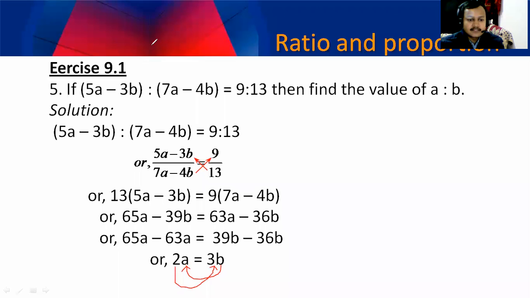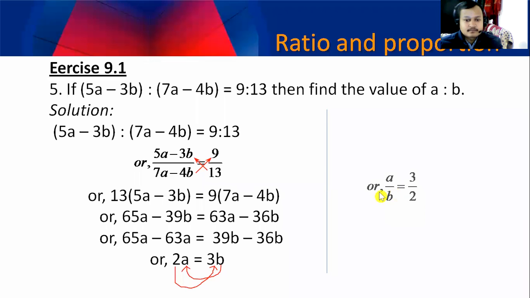Are you observing the screen? Yes, sir. Okay. So by taking b here, it will be a by b. And after taking 2 to the right side, it will be 3 by 2. A by B is equal to 3 by 2. This one is clear. A divided by B is equal to 3 divided by 2.